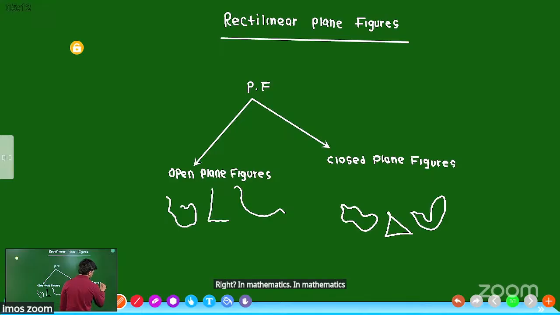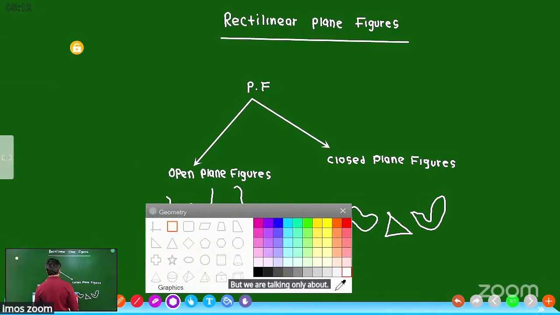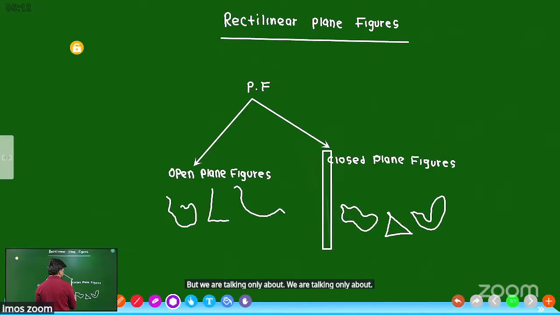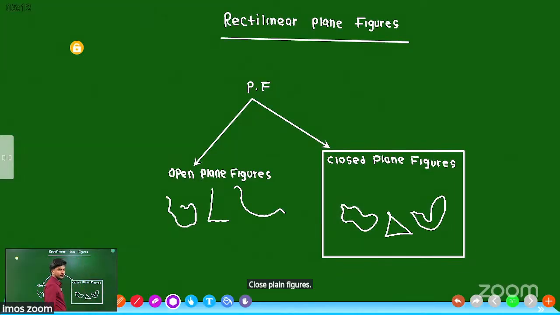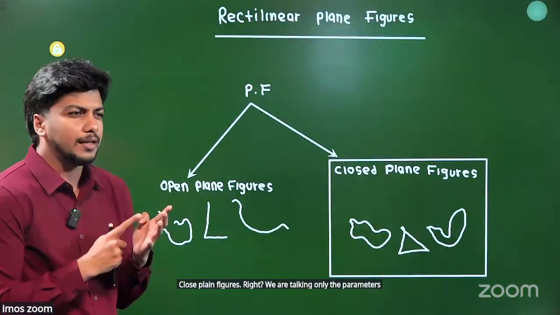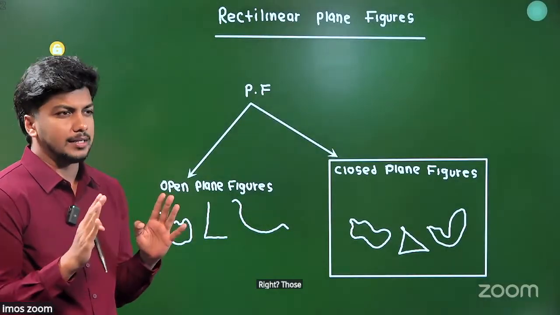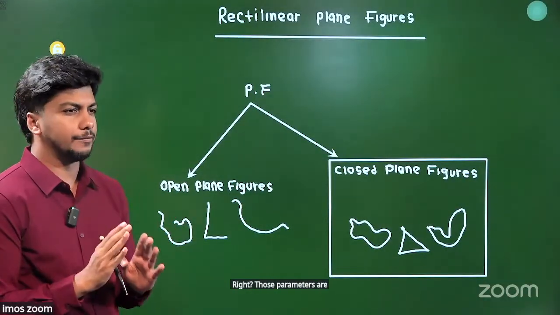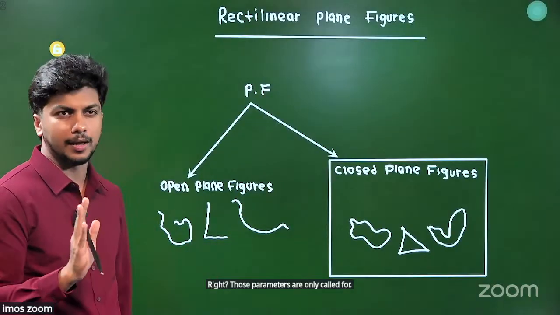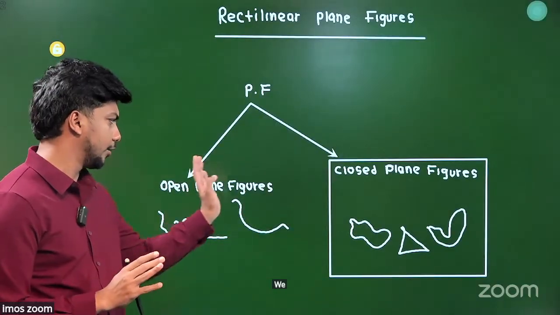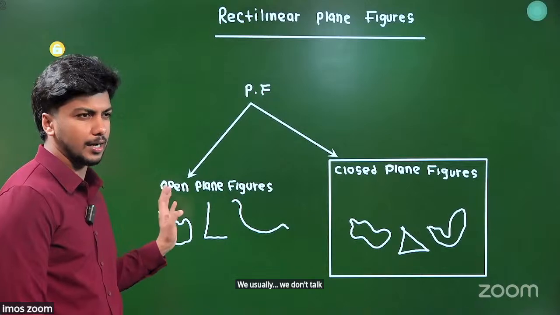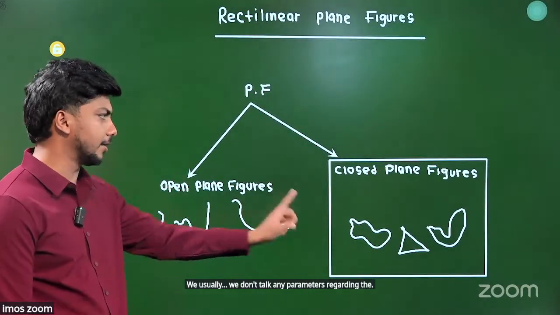In mathematics that we have to learn, we are talking only about closed plane figures, right? We are talking only about parameters like perimeter, area. Those parameters are only used for closed plane figures in mathematics. We don't talk about any parameters regarding the open plane figures, right?